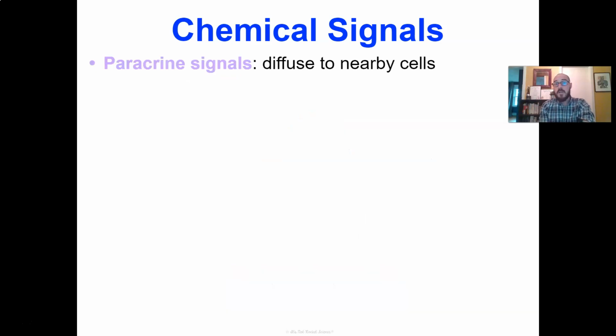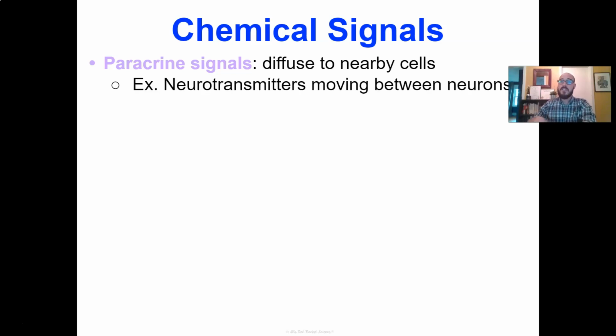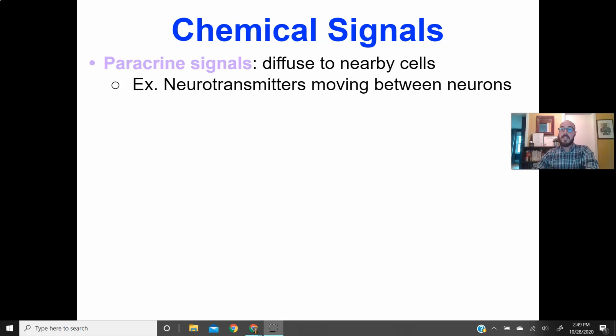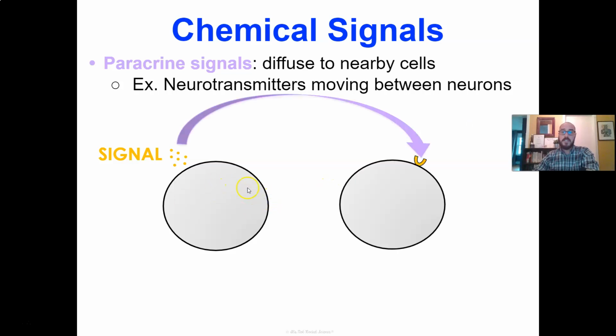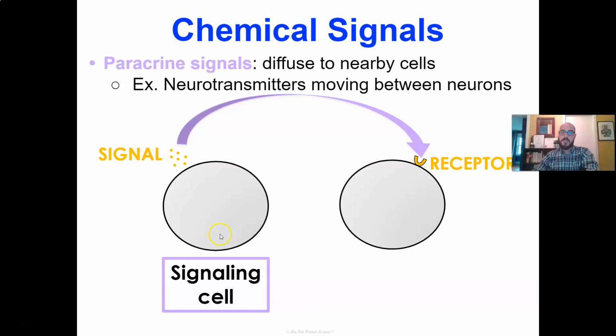What's another type of chemical signal? This is a paracrine signal. It diffuses to nearby cells. An example of this is neurotransmitters moving between neurons. So let's see what this looks like. We have a cell over here, we have a signal, and the signal is going to float or diffuse over here and get picked up by this receptor. So here's our signaling cell, and there's our target cell. That's a paracrine signal.